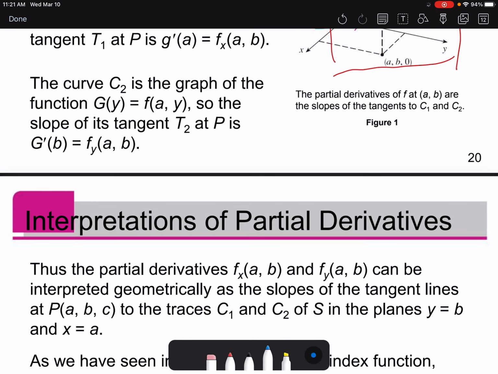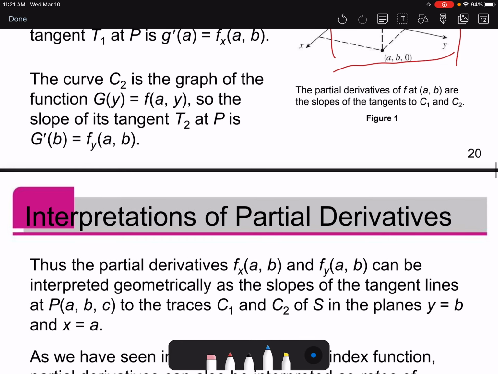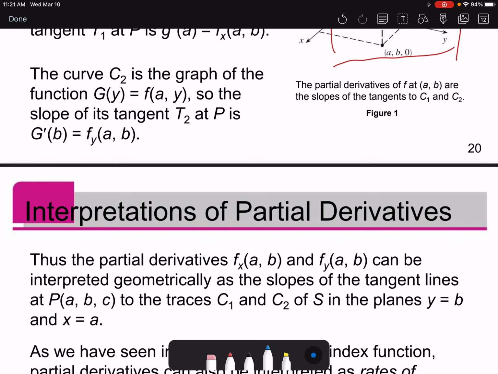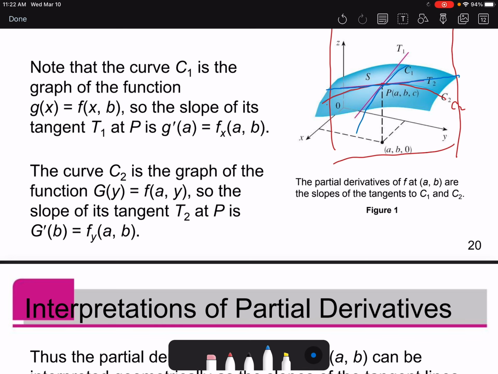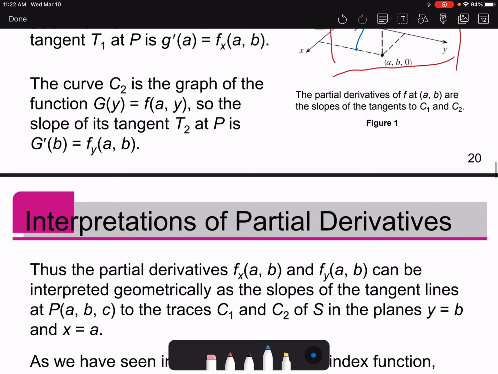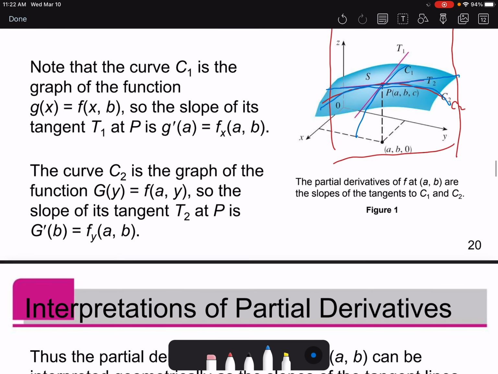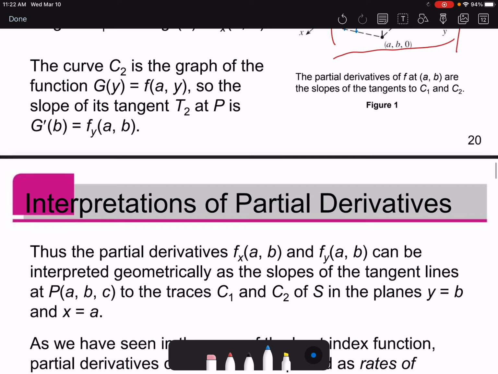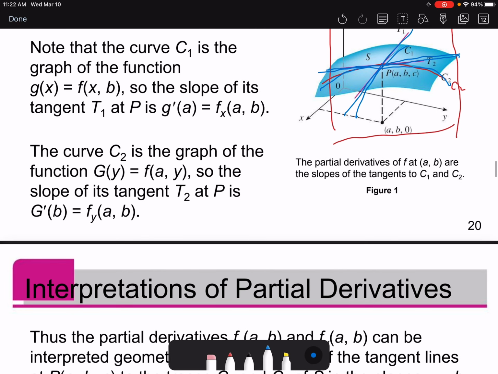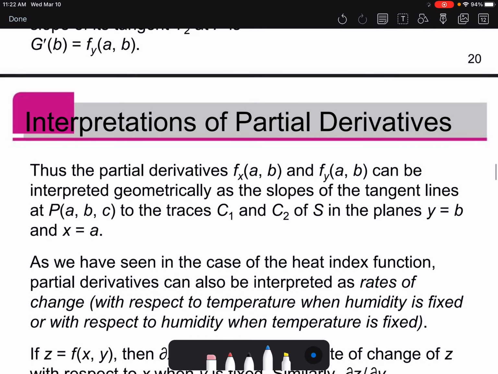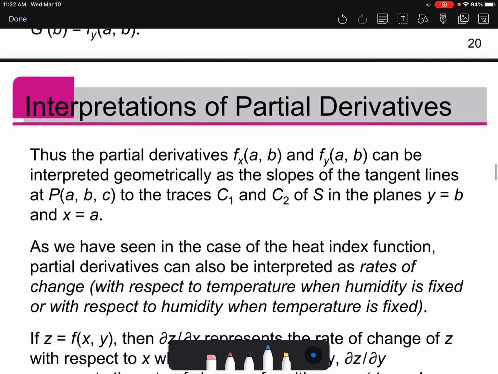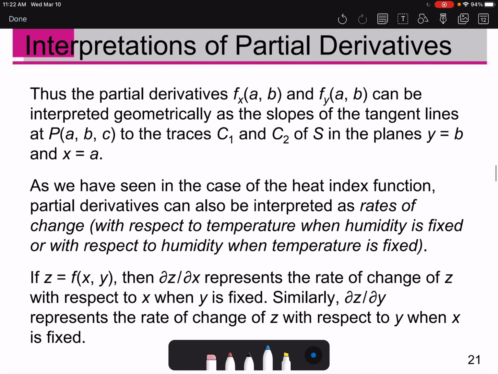So the partial derivatives of f with respect to x and y respectively can be interpreted geometrically as the slopes of the tangent lines to the traces C1 and C2. We have C1 right here and C2 right there, okay? This is in the plane y equals b, and this is in the plane x equal to a, which is this one, T2. As we have seen in the previous case, the heat index function kind of represented that, right? It's one or the other.